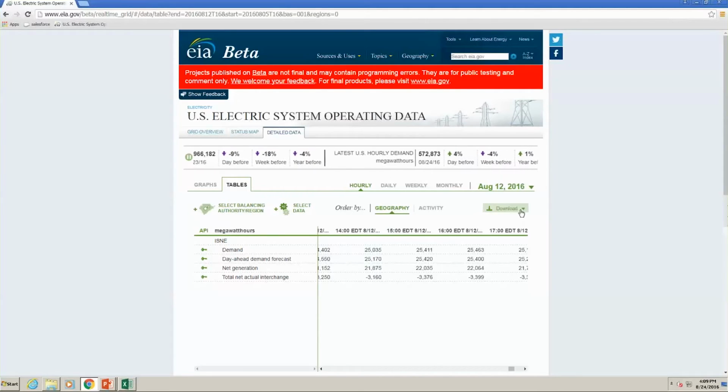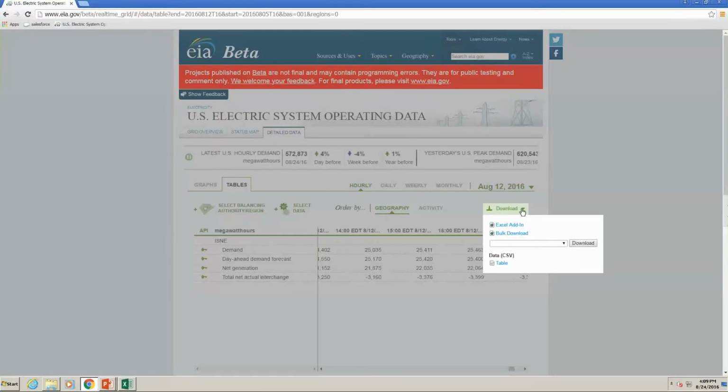So this data table also has a download function in the upper right-hand corner. This looks a little different from the one I showed you before. There's a way of getting to EIA's open data page related to the API data series that make this data available. And it'll take you to some information about how to use the Excel add-in. There's also a way of doing a bulk download of API data, and that will take you there.